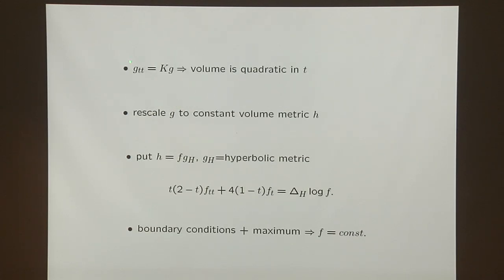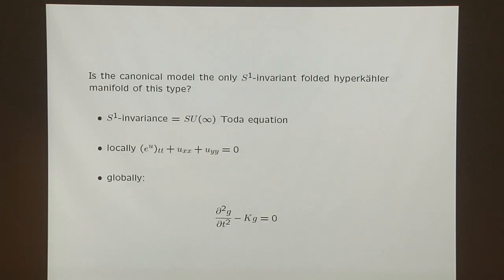So what happens? Well, if you look at this equation here and integrate this, then by Gauss-Bonnet the right-hand side is fixed. That means the total volume is some quadratic function in T. And if you rescale G to a constant volume metric, H, and then write H in terms of a hyperbolic metric and a function F, you get this equation here. Then if you look at those boundary conditions and use a maximum principle, you'll find that F equals constant is the only solution. So this is true: the only S1 invariant hyperkähler metric of this type is the one generated by the hyperbolic metric.